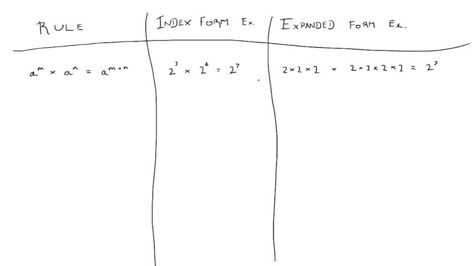Why is that the case? Well, if I look over here, if I've got 2 to the power of 3, that's 2 times 2 times 2. 2 to the power of 4, I've got 4 2's multiplied together. How many 2's do I have altogether? I have 7 2's. So that's equal to 2 to the power of 7. All right, so just make sure you've got that down and let's move on.